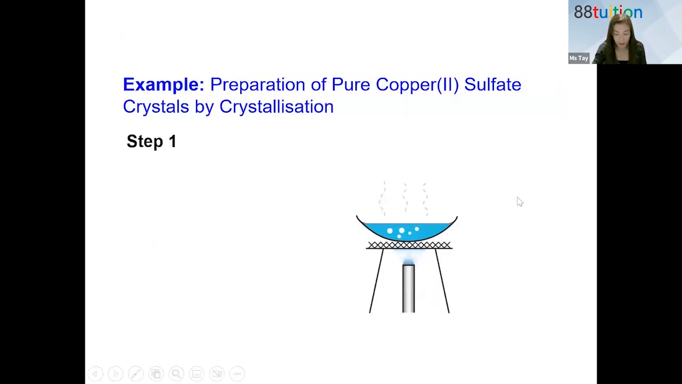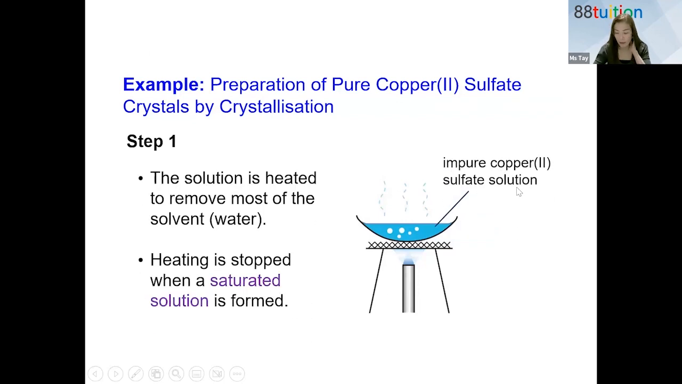So look at step 1 here. Let's say I have this impure copper 2 sulfate solution. So this is water with copper sulfate dissolved in it. It says impure, so there's likely to be some other substances inside. So the solution is heated to remove most of the solvent. I said last week and the week before, you heat it until you have half of the remaining solution.